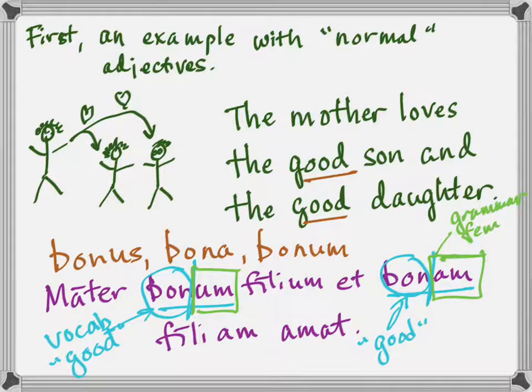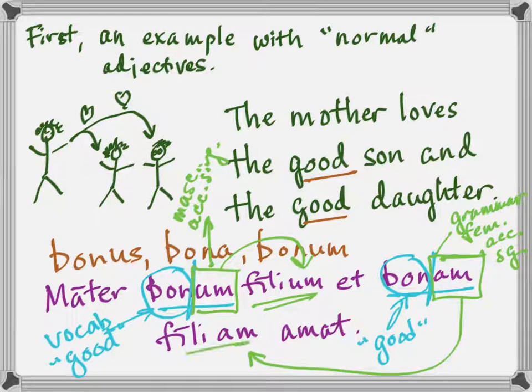So feminine, accusative, singular, or whatever. Masculine, accusative, singular. Okay. So the ending is the part that has to go with the noun that it modifies. So here, the ending of bonum has to match the case number gender of filium, and the ending of bonam has to match the case number gender of filiam. And the part of it that means good is bon.